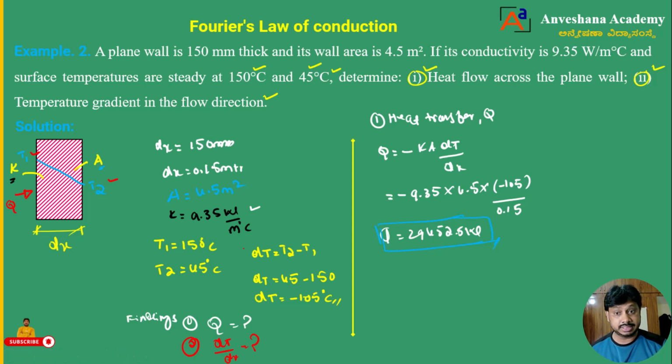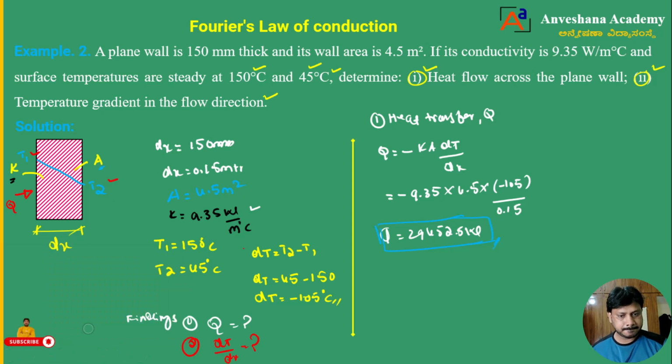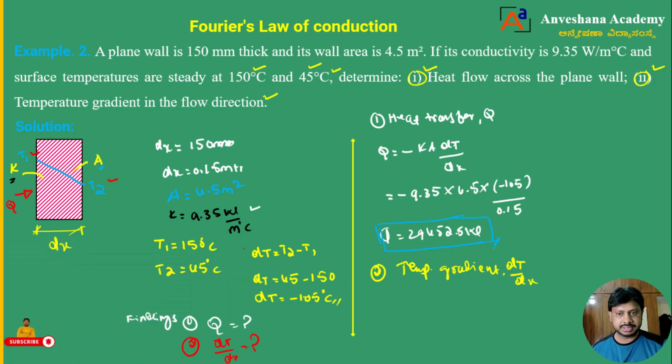Okay, the first parameter is over. So what is the second one? I will go with that second one. What is that? Temperature gradient. The second one, temperature gradient. That is nothing but dT by dx. So how to calculate that dT by dx? Again with the help of an equation. What is the equation? Fourier's equation. That is what I want, dT by dx.